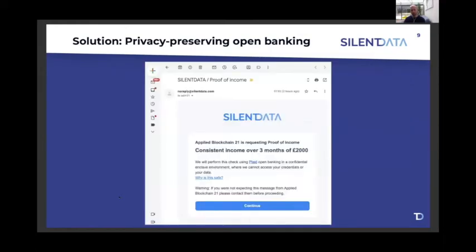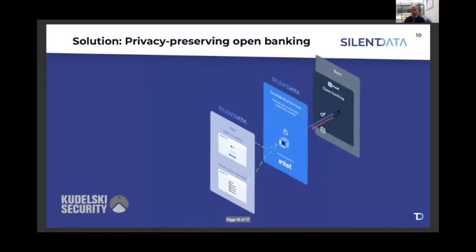And the way it works is that requests are sent out by email, and the consumers or businesses, you can also use this to check businesses, can click through and run an open banking check. And the extra secret sauce here, if you like, is the Silent Data bit in the middle, which ensures that the open banking data is never revealed. It's not even revealed to us. So it's all stored and processed in a confidential, hardware secured enclave. And this solution has now been, while we've been through the sandbox, ratified by one of the largest security auditors in the world, a company called Kaspersky Security.